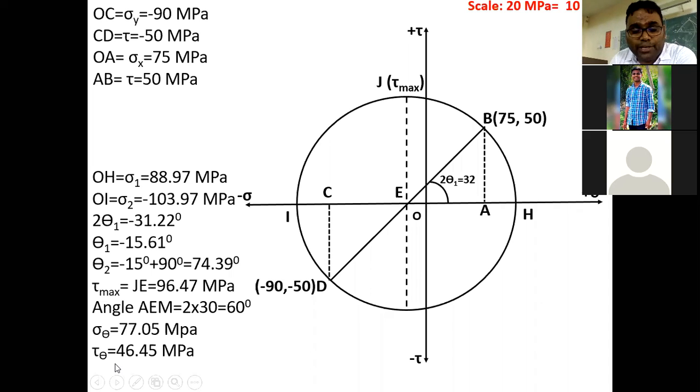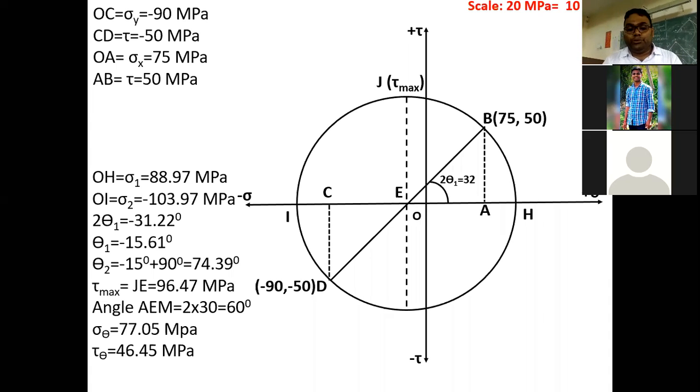So now how to find theta 2? Just add 90 degrees and you will get theta 2 as 74.39. Now to find the maximum tau max, simply measure the JE. Measure the JE, and whatever it is, multiply it by the scale, and you will get the maximum tau. So it is 96.47. So this is the value of tau.